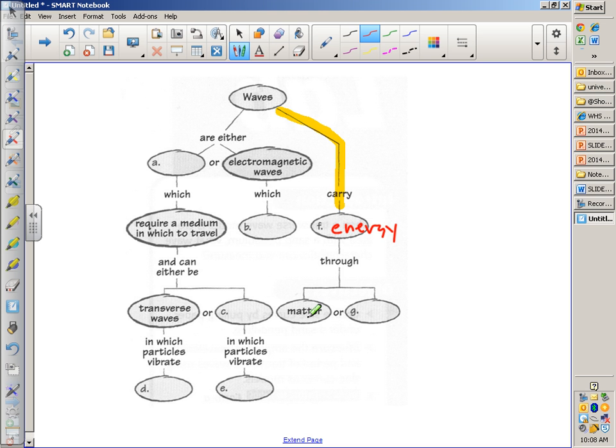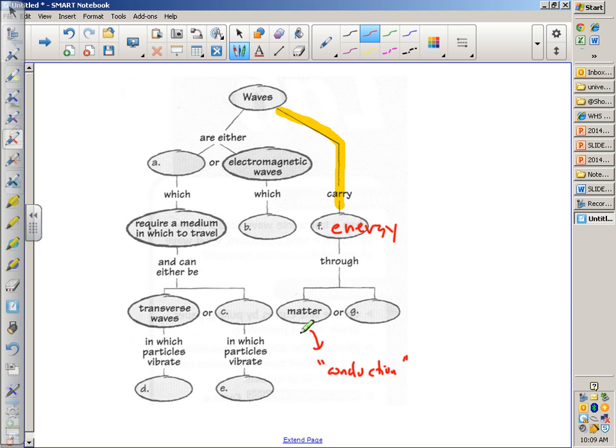Oh, I thought you said convection. I'm sorry. Okay. All right. So, when waves carry energy through matter, that is like conduction. There needs to be something for that energy to transfer from this thing to the next thing to the next thing to the next thing.